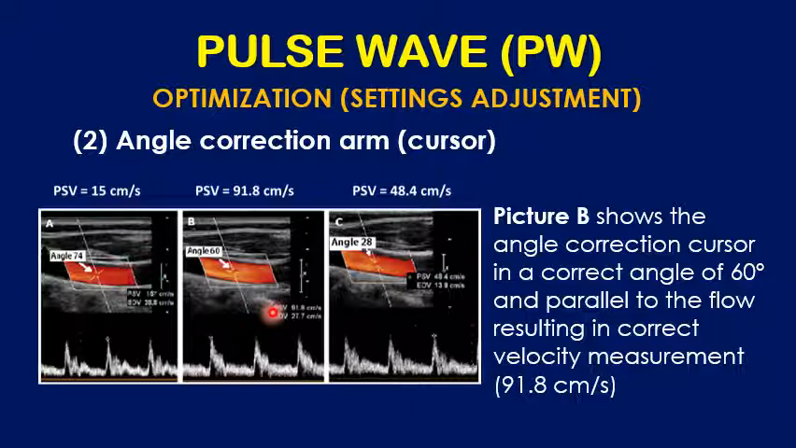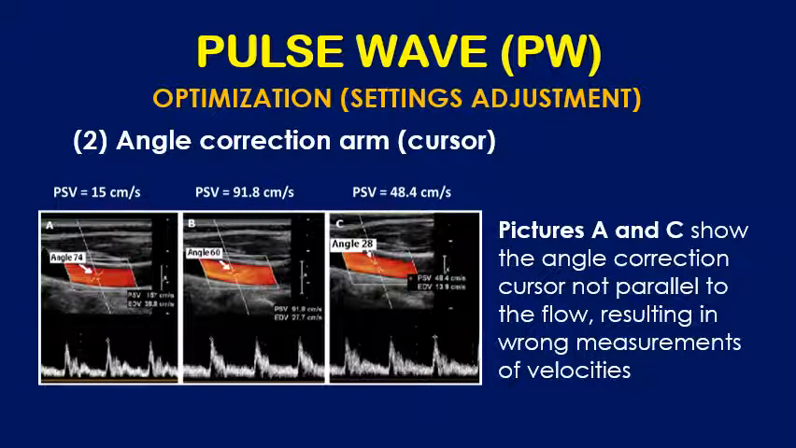So what happened here, if you look at the picture B, which is having the correct angle correction arm, if you look at the velocity measured, is what? 91.8 centimeter per second. Well, if you look pictures A and C, they are not correct. For example, in picture A, it is 15 centimeter per second. In picture C, it is 48.4 centimeter per second. Why is that? Look at the angle correction arms or the cursor. They are not parallel to the vessel.